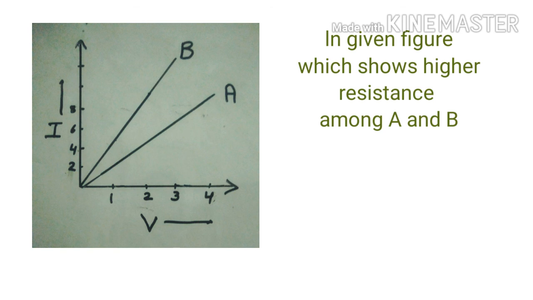In the given figure, which shows high resistance, A or B? As we know, the higher the slope, the more will be the value of resistance. So, B will show higher resistance.